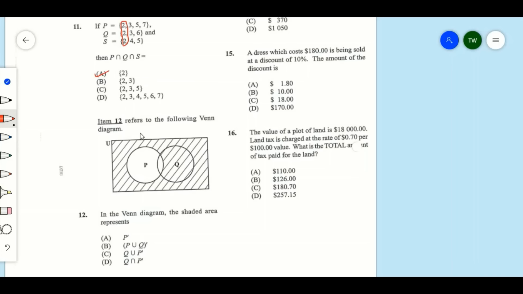Item 12 refers to the following Venn diagram. And here you can see the Venn diagram. Everything is shaded except P. In the Venn diagram, the shaded area is going to represent P complement. And that's going to be A. What P complement means is everything outside of P. Okay?